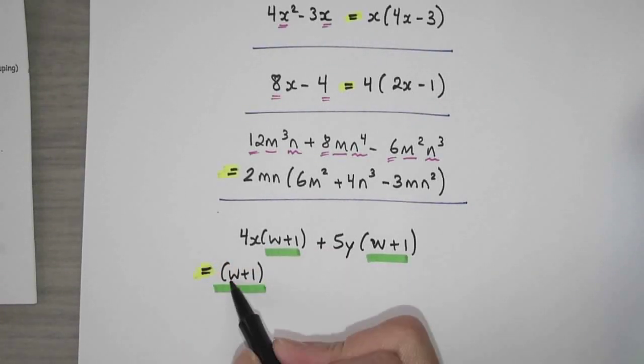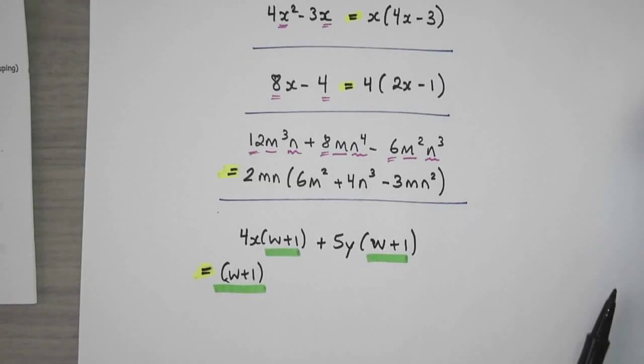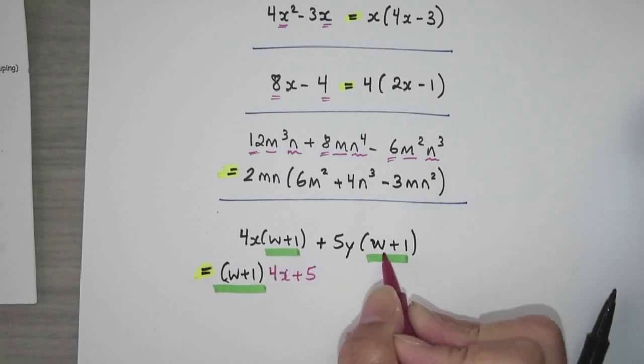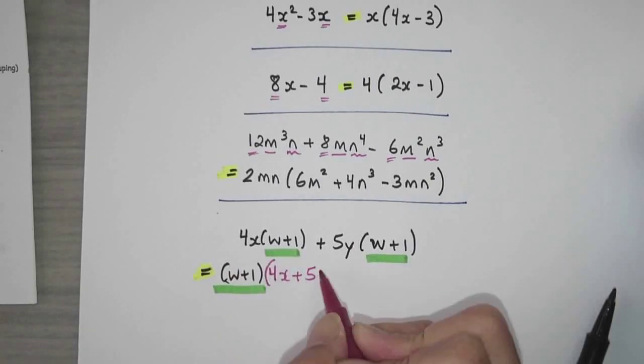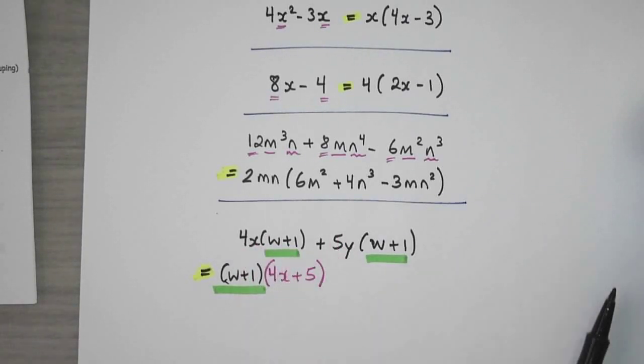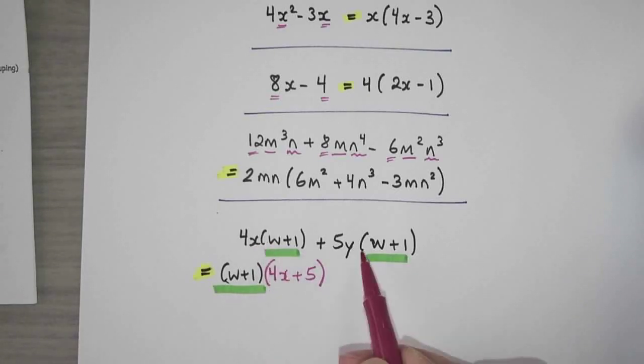So I wrote down the common factor, and then you write down what's left over. What's left over is the 4x plus 5, right? So I took out that, put it in front, and that has to be in a bracket. So you're saying that the w plus 1 multiplied by both of those terms. So that has to be in a bracket. So that's a common factor, and it's a binomial. You can have trinomials, whatever it is, as long as it's by multiplication.